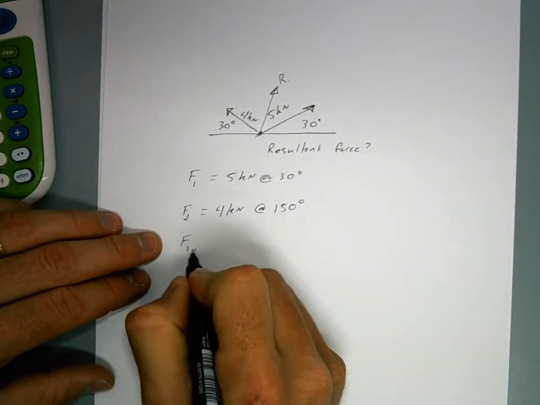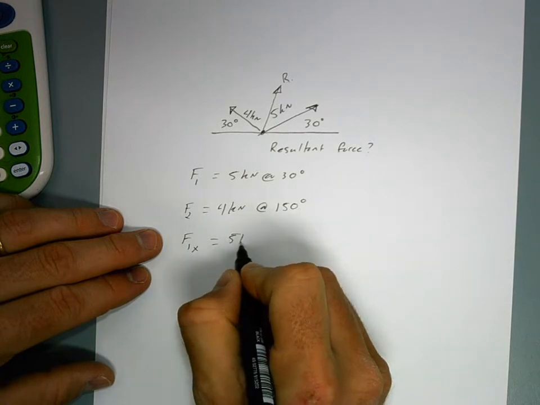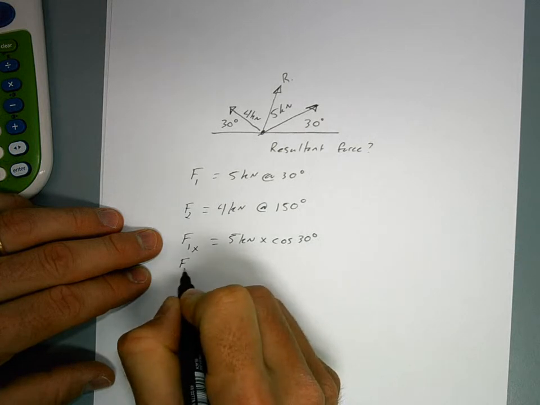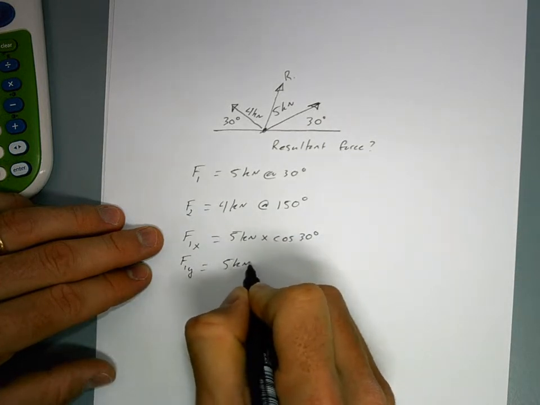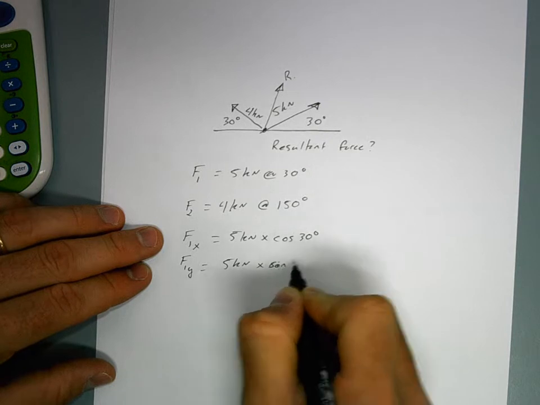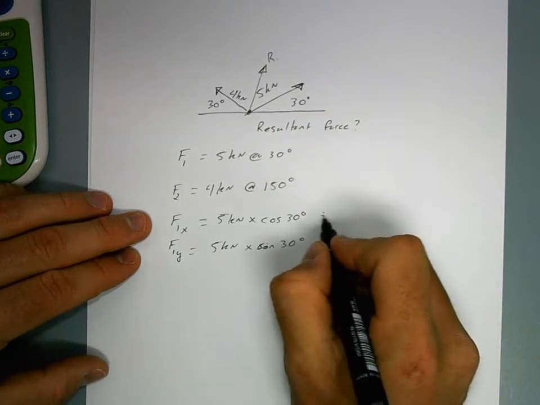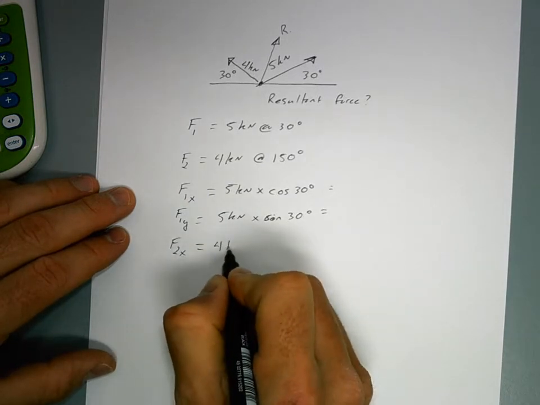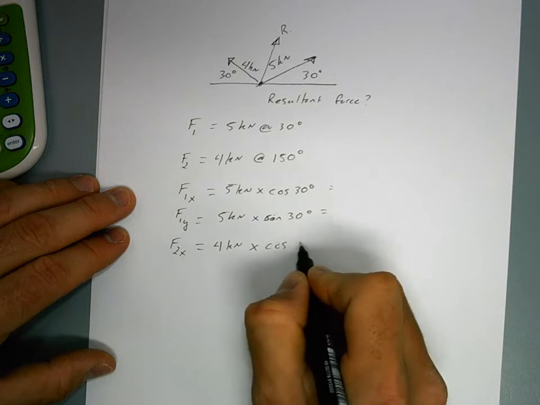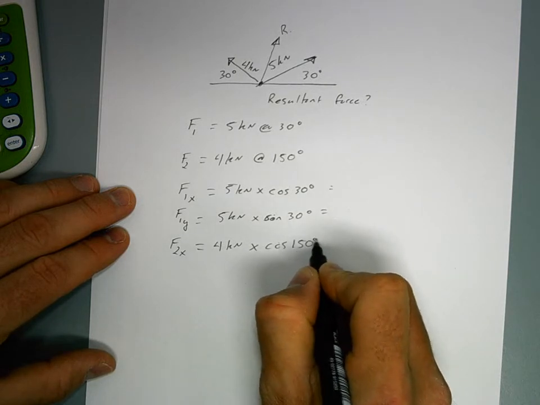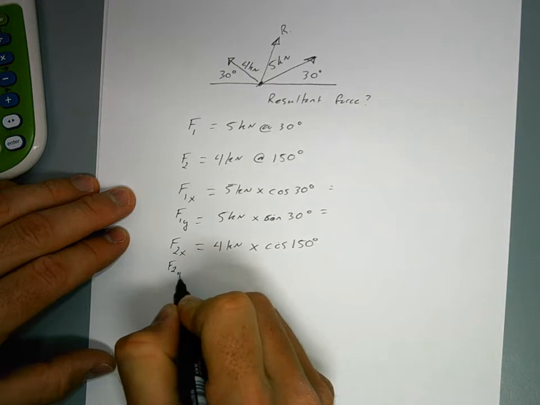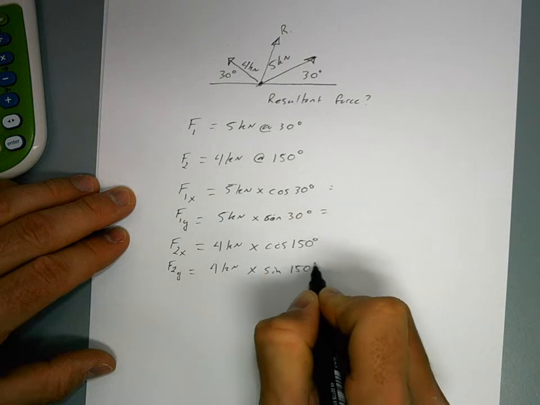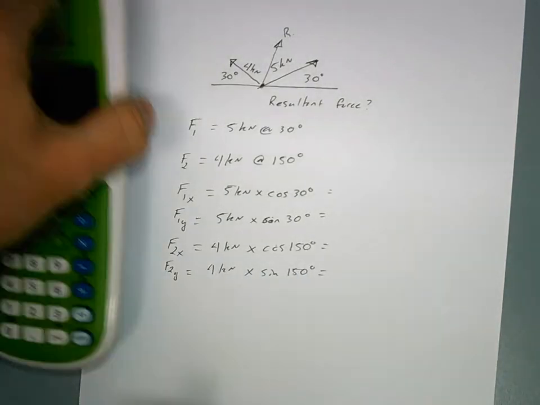So force 1x is 5 kilonewtons times the cosine of 30 degrees. Force 1y is 5 kilonewtons times the sine of 30 degrees. Okay, force 2x is 4 kilonewtons times the cosine of 150 degrees. Force 2y is 4 kilonewtons times sine 150 degrees. So let's add those together.